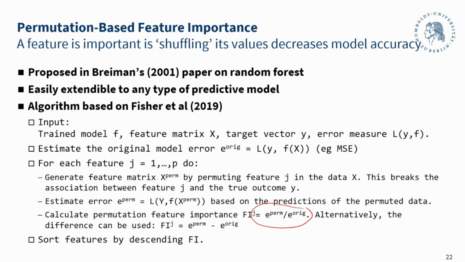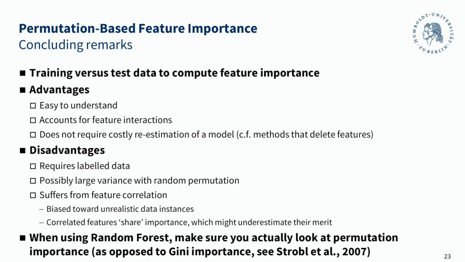I take my error, I corrupt a feature, I recompute my error, and compare the two error estimates. For a good feature, corruption must have hurt the model. That is fairly intuitive to understand. That's something you can communicate to anybody. That's a pro, for sure.